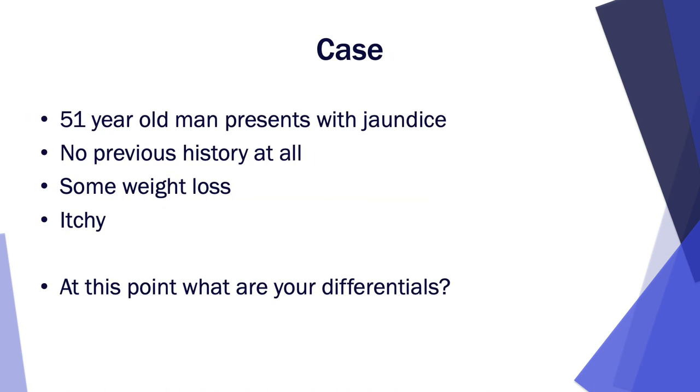So we'll be covering obstructive jaundice using a case. We have a 51-year-old male who comes to A&E with jaundice. He's got no past medical history whatsoever, but he has mentioned he's had some weight loss and his skin's been a bit itchy. So just pause the video here and take a minute to write down what your differentials could be for this 51-year-old male with jaundice, weight loss and itchy sensation.